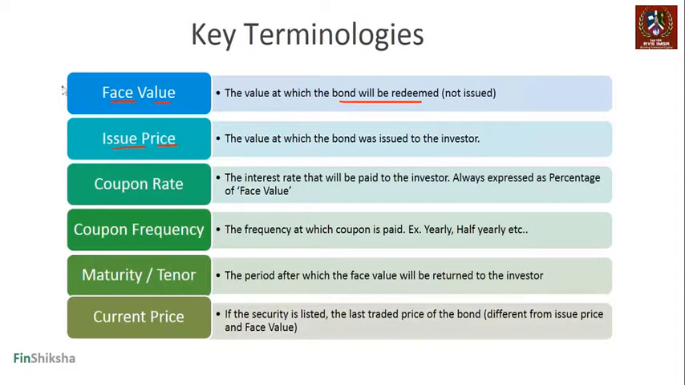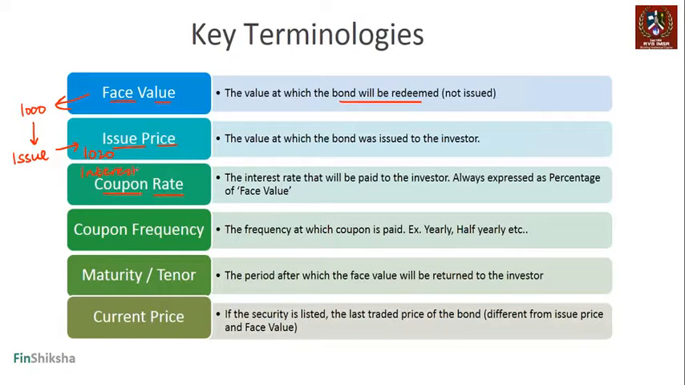So for example, if there is a bond that's priced at rupees 1000, it is quite possible that when it goes to the market, the issue price is not 1000 but maybe 1020, because there is a bigger demand for buying this particular bond, right? But the face value will be 1000, because that's what is assumed as the principal, and you will receive that at the end of the tenure of the particular bond, right?